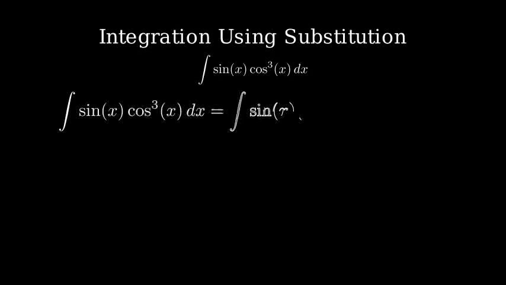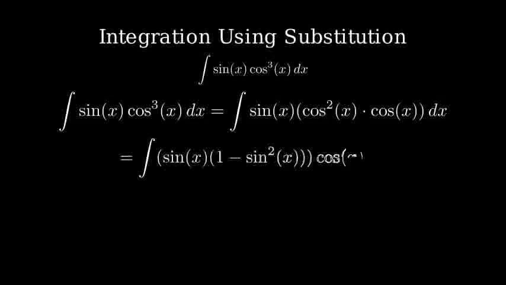Today, we're going to solve the integral of sine x times cosine cubed x using the substitution method. Substitution is a powerful technique which can simplify integration by making a change of variables. Let's rewrite the integral for clarity. We have the integral of sine x times cosine cubed x.